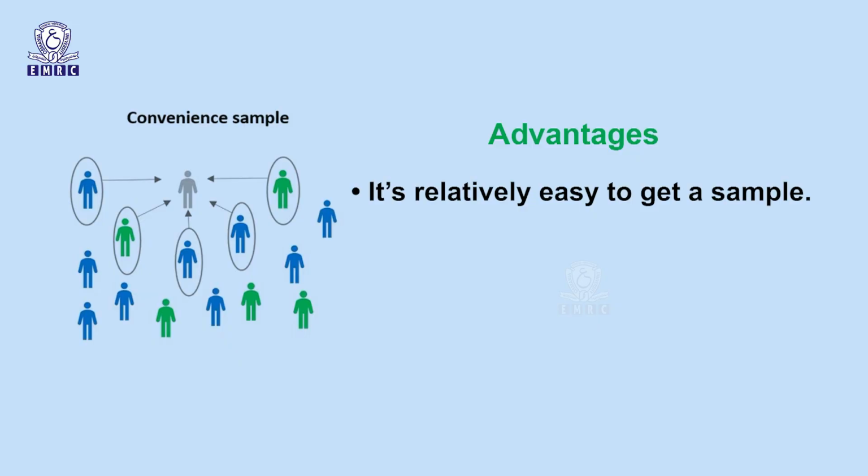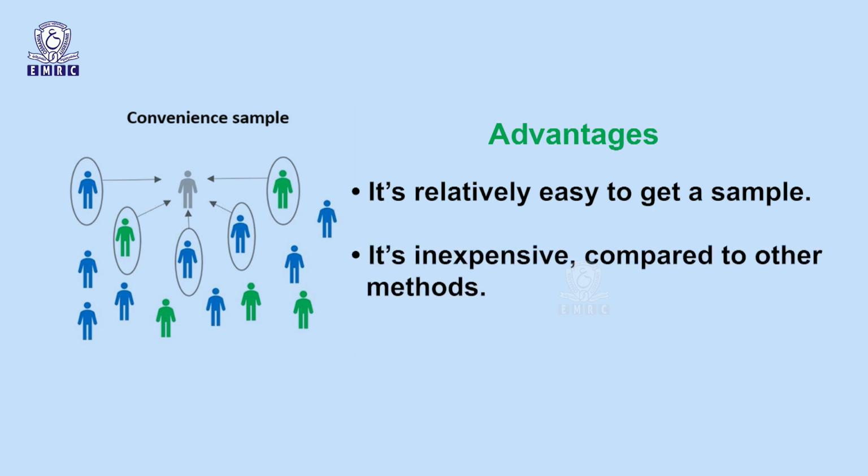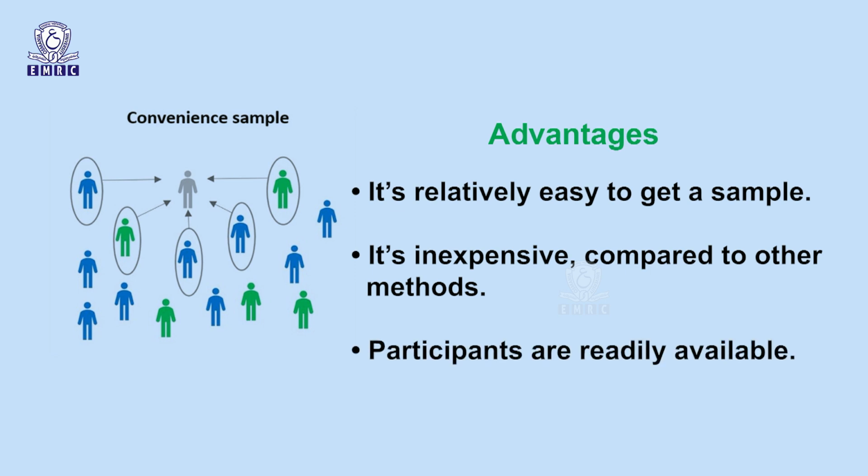Now let us discuss about the advantages of convenience sampling. The first one is it is relatively easy to get a sample. The second one is it is inexpensive compared to other methods. The third one is participants are readily available. But this method also has its own disadvantages. Now let us discuss the disadvantages of convenience sampling.